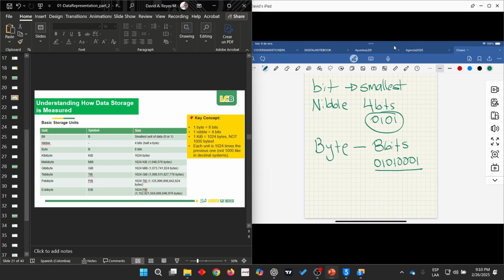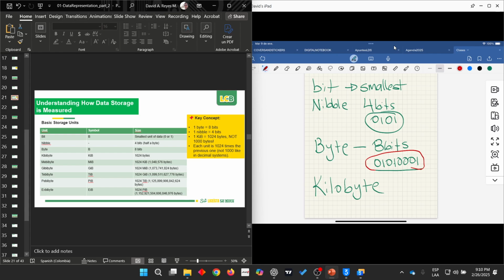The kibibyte is the same as saying kilobyte. Okay? But why kibibyte? Because we are using the measure expressed in binary. That is the reason that it is called kibibyte.